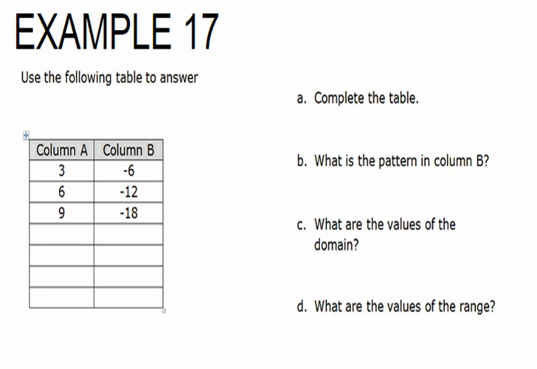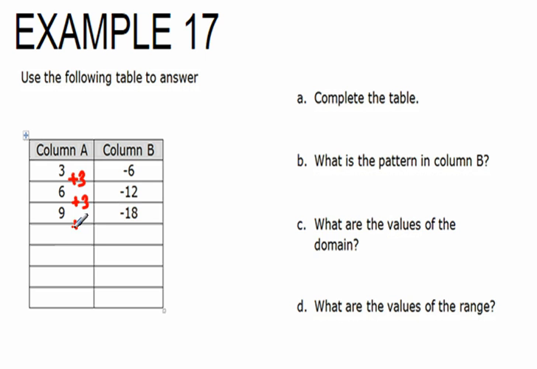In this example, we are asked to use the table to answer a couple of questions, starting with complete the table. So to complete the table, we want to look at the pattern in column A and the pattern in column B. In column A, I go from 3 to 6 to 9. So I'm definitely getting bigger, which means we're going to add something. To go from 3 to 6, I'm going to add 3. And from 6 to 9, again, we add 3.